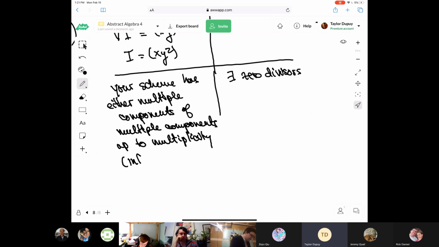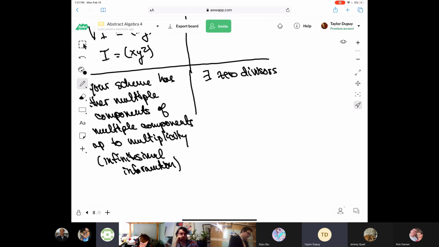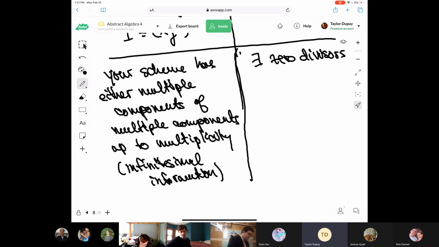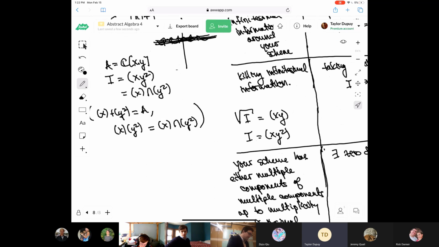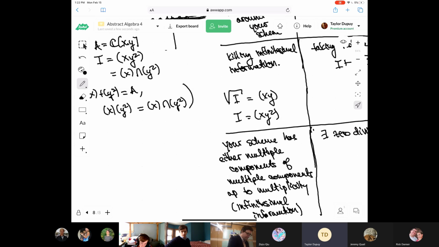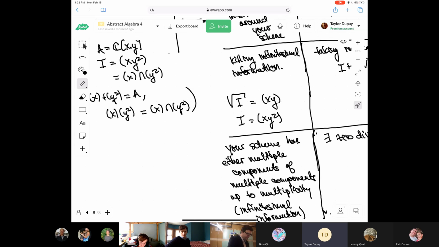And that's the same thing as infinitesimal information. Okay, so when we say up to multiplicity, what do I mean by up to multiplicity? What's the difference between this one and this one? The difference between these two ideals is that this one cuts out the x-axis and the y-axis, the union of the x-axis and the y-axis. This one cuts out the y-axis twice, or the x-axis twice. So it's prescribing a higher order of vanishing than just vanishing with multiplicity 1.